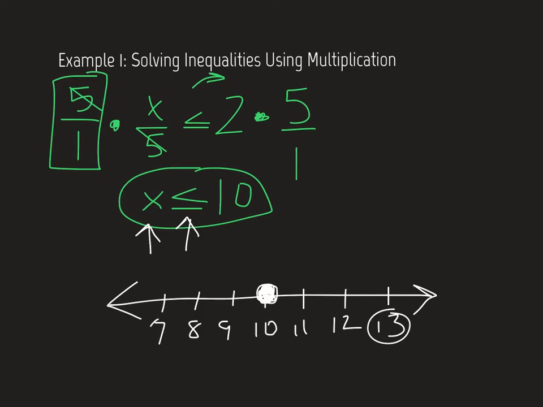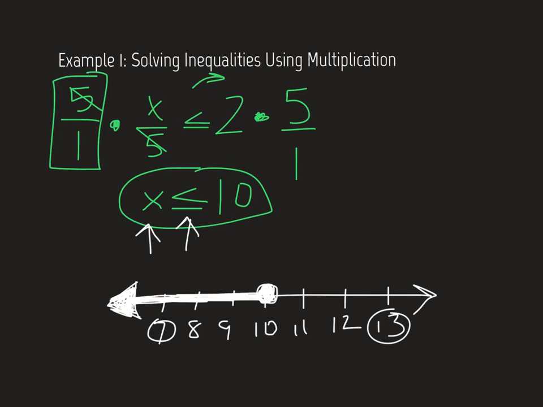Okay, let's test out 7. 7 is less than or equal to 10. Yeah, that works out. So because that works, 8 works, 9 works, and 10 works, that means our arrow is going to be colored in going this way, in this direction. So you'll color that in. So this would be what a final answer would look like for an example like this.